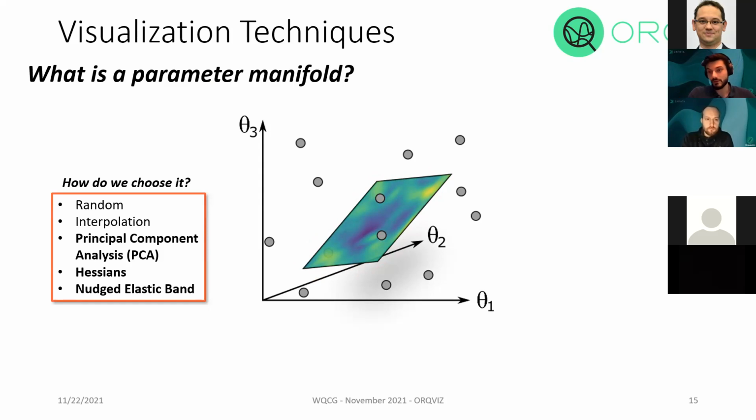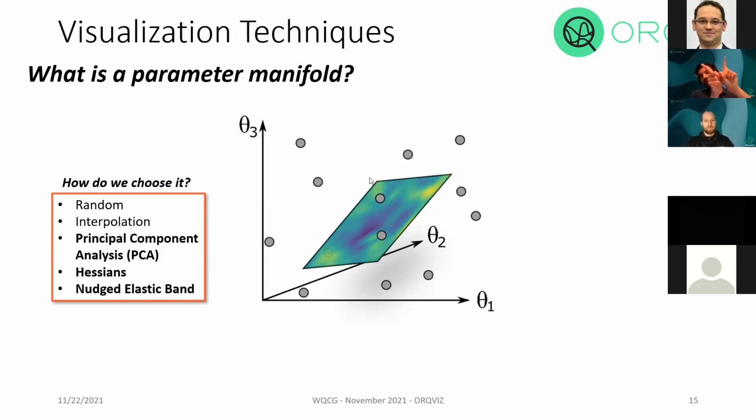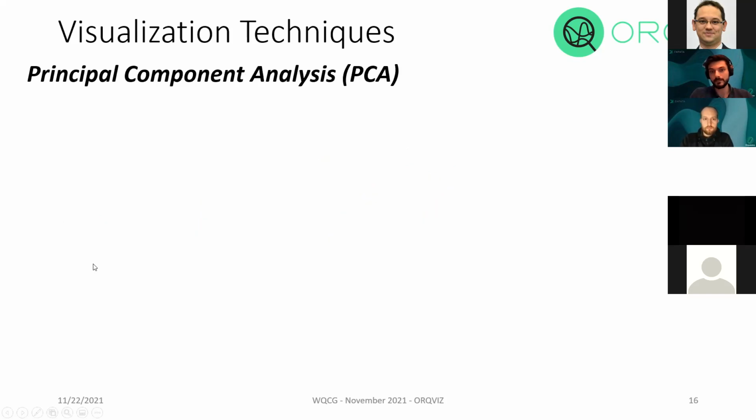So yeah, again, now the question: how do we choose this plane? This is like a random point, and we just need 2 direction vectors which span this 2D plane. So the origin and the direction vectors uniquely define the parameter manifold. Now, these are kind of random, but we could, for example, interpolate between 2 points, or we apply one of these 3 techniques, which I'm going to explain now.